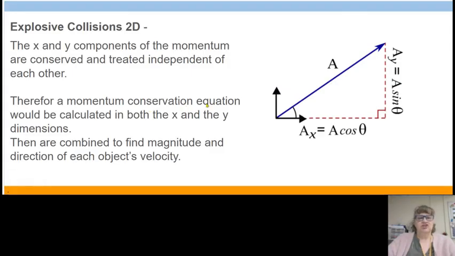Therefore, a momentum conservation equation would be calculated in both the X and the Y dimensions. Then they're combined to find magnitude and direction of each object, right? So for each object, you're going to find an X component and a Y component. And then in the end, you're going to use Pythagorean theorem to solve for the actual magnitude and direction of that particular piece.